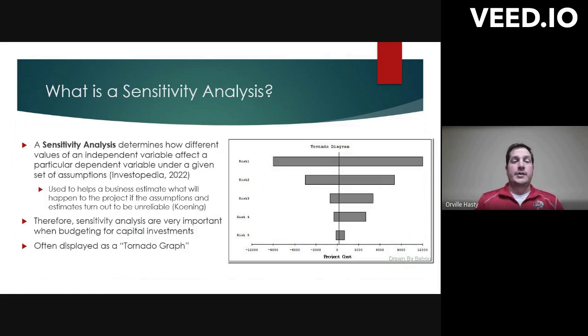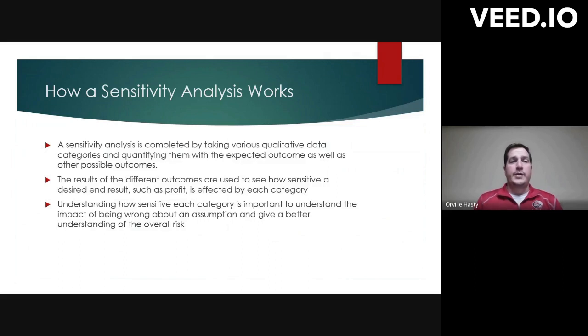Therefore, sensitivity analyses are really important for budgeting for capital investments and really most budgeting for futuristic things that involve some type of estimation. They are displayed typically as a tornado graph, as we can see here, a graph that lays out the different risks on the y axis and their overall effect on the project cost on the x axis here. As we see in risk one, the larger the spread, the more volatile or higher risk that particular item is.